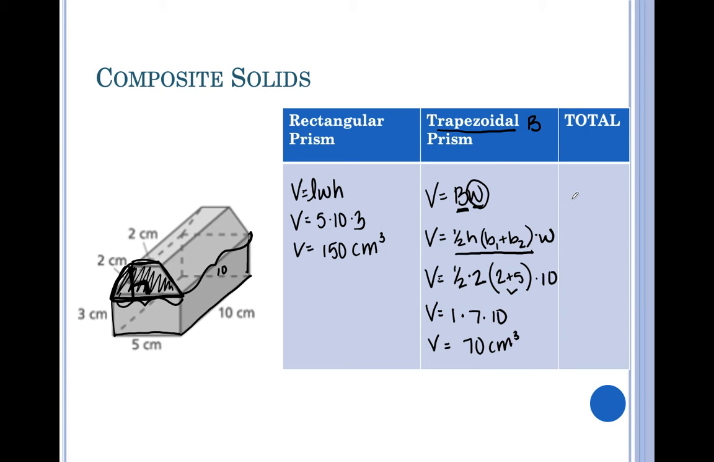And for the combined solid together, we will add 150 plus 70, which will give us 220 centimeters cubed for our total volume for this composite solid.